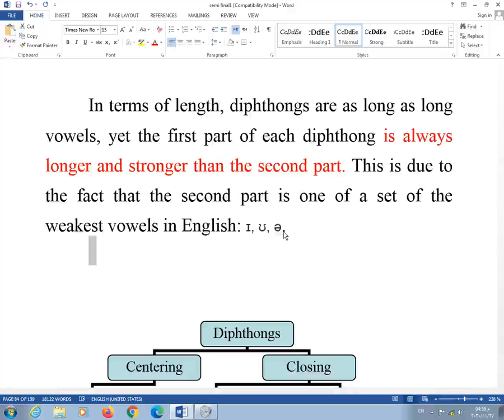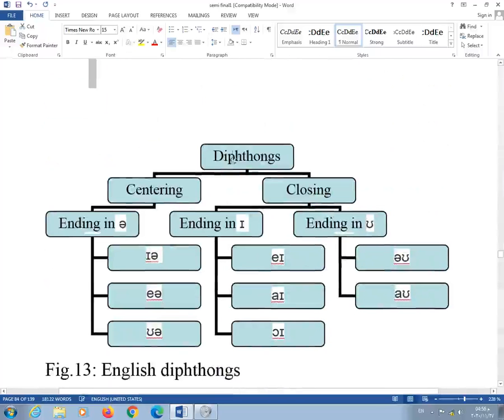Okay? Now look with me. We have two main categories: centering diphthongs and closing diphthongs. Why are they called centering? Because they end in schwa, and we agreed last time that schwa is the sound of vowels that we say from the center of the mouth and it doesn't involve any effort. You don't open your mouth, you don't close it, you don't push your tongue forward nor backward. You do nothing when you pronounce it actually. So you say it with the least effort. That's why we called it the central vowel.